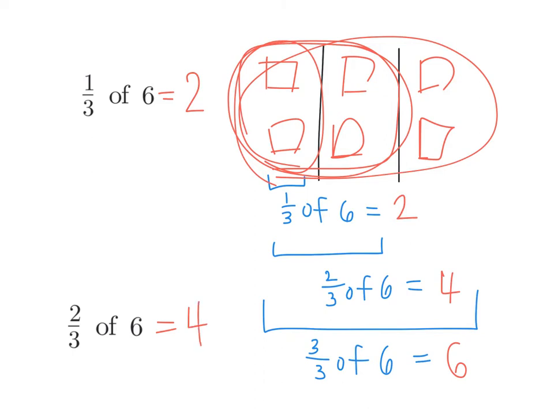4. So drawing the picture helps us see how many items would be in 1/3. And if 1/3 has 2, then 2/3 will have 4. Do you see that? Very good.